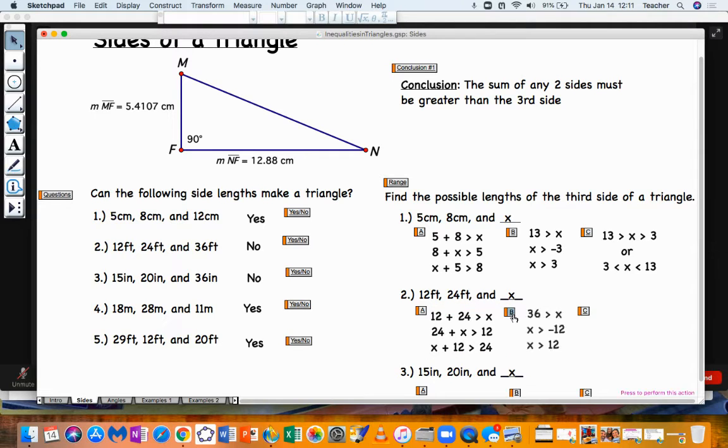Now, again, what you get when you solve that, right, 12 plus 24, 36. If I subtract 24, I get that negative. X is greater than negative 12. And I subtract this 12, and 24 minus 12 gives me 12. But again, just like this statement up here, we're going to kind of disregard this x is greater than negative 12 because that's assuming that negative 11 is an answer, and it's not. Side lengths cannot be negative. So we're taking these top two, combining them, and there's my answer. So x has got to be somewhere between 12 and 36.